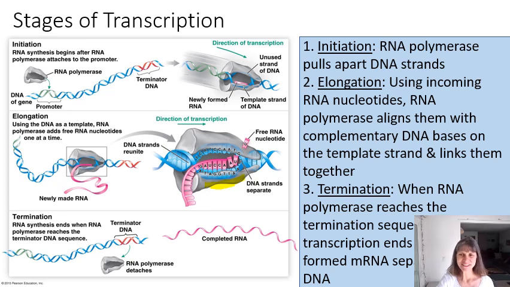Finally, we have termination. Termination occurs when the RNA polymerase reaches the terminator sequence or termination sequence on the DNA. And I'm going to take my little picture off of here for a second. That ends transcription, and the newly formed pre-messenger RNA will separate from the DNA. Remember, a spliceosome will go through the pre-messenger RNA and cut out introns, which will remain inside the nucleus.